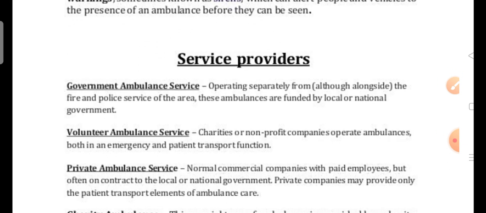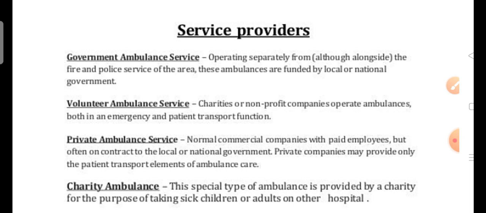Next, service providers. Here the service providers are mainly government ambulance services operating separately from, although alongside, the fire and police service of the area. These ambulances are funded by local and national government. Who are providing services? Service providers. The government is also providing services to the people.